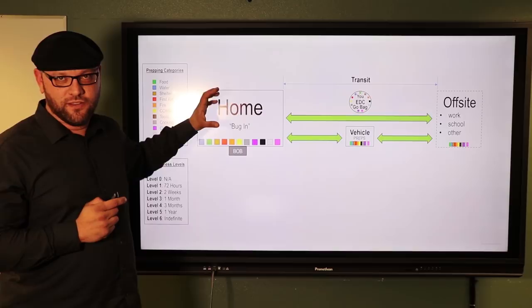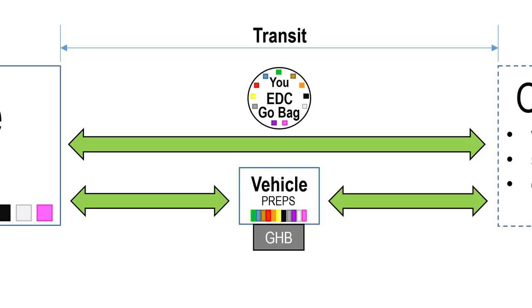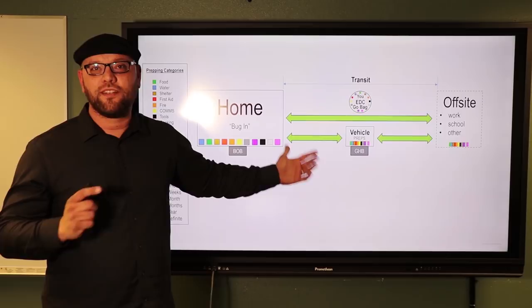Now, when you're not in your home, you still might want to have some emergency kits for evacuation purposes. So in your vehicle, you may want to have something called a get home bag, GHB. So that's kind of like a bug out bag, but instead of bugging out from your bug in location, you're just wanting to get home to your bug in location. So for your vehicle preps, you may have a get home bag in the back, in the trunk or someplace like that.